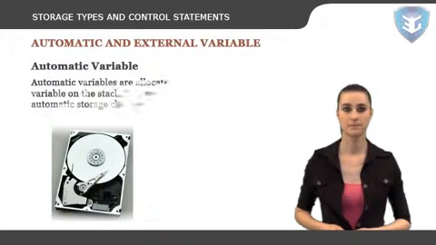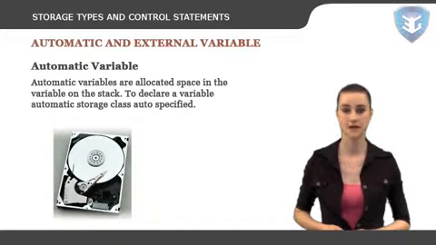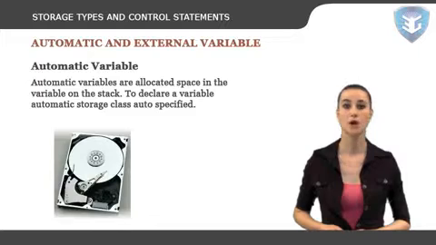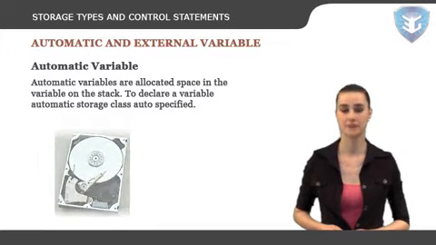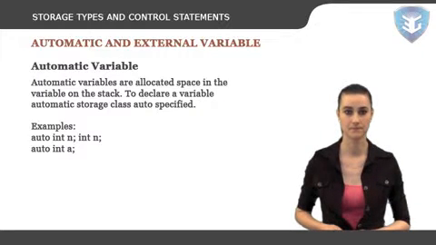Automatic variable. Automatic variables are allocated space on the stack. To declare a variable with the automatic storage class, auto is specified. Auto int n. When one declares a variable and the storage class is omitted, the variable is automatic. Auto int a. When one declares an automatic variable, if initialization is not made, the implicit initial value is undefined.